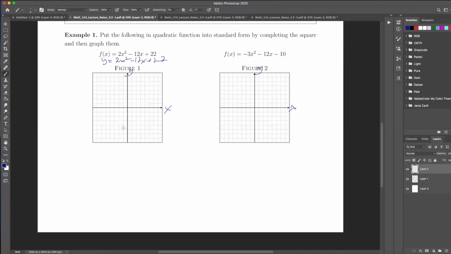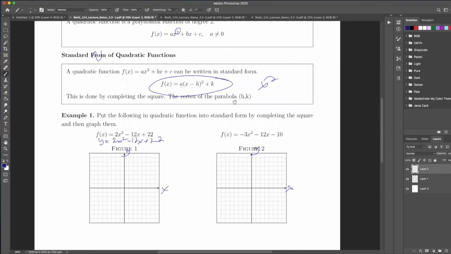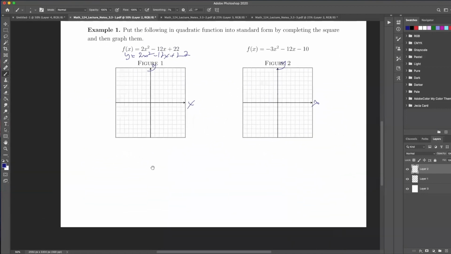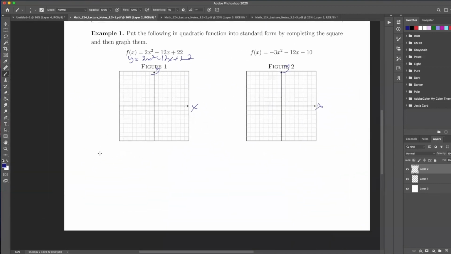All right, so now how do I graph this? I need to put it into this form. Well, what is this form? This form is done by completing the square. As we completed the square multiple times last time, we're going to do that now to solve this problem. So I'm going to have y equals 2x squared minus 12x, I'm going to close my parentheses and add 22.